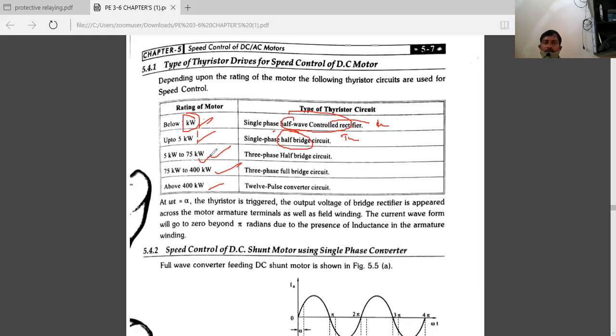Next, 5 kilowatts to 75 kilowatts, three phase half bridge. 75 to 400 kilowatts, three phase full bridge, and above 400 kilowatts, 12 pulse converter. A 12 pulse converter is back-to-back connection of two three-phase full bridges. A full bridge has 6 thyristors, so a 12 pulse converter is two times a three-phase full bridge. That is nothing but a 6 pulse converter.